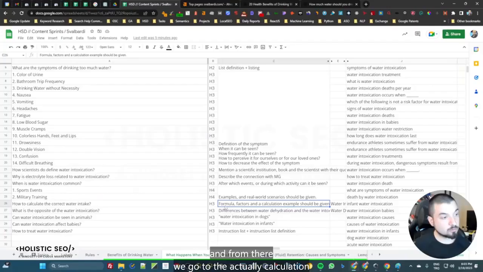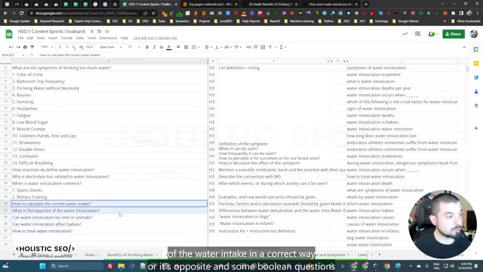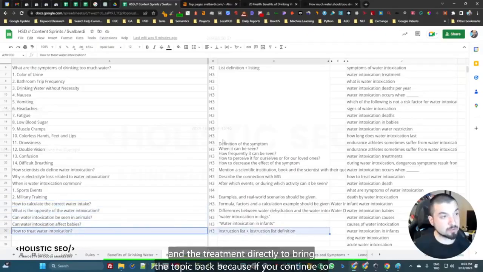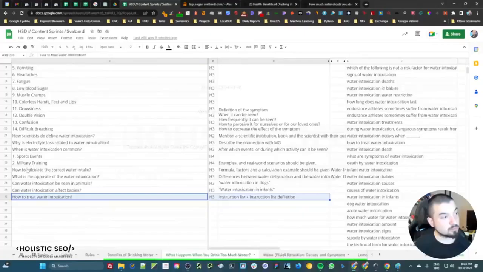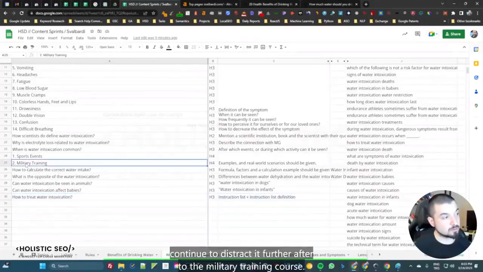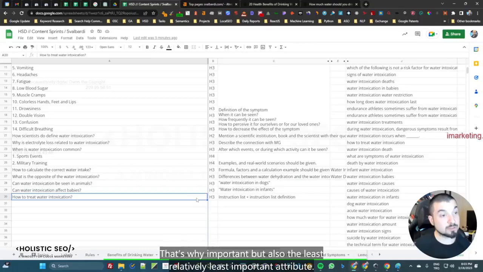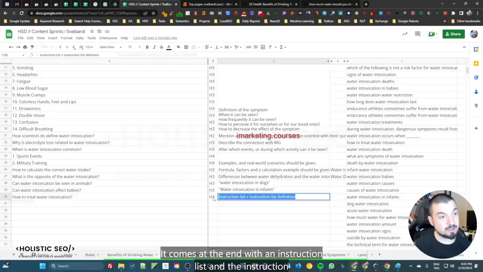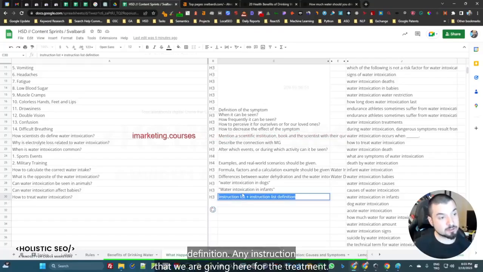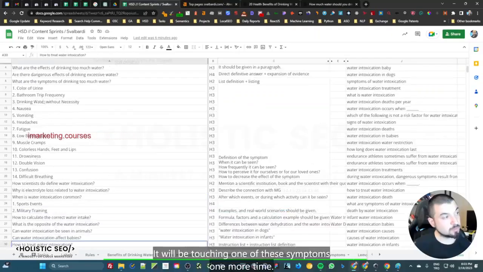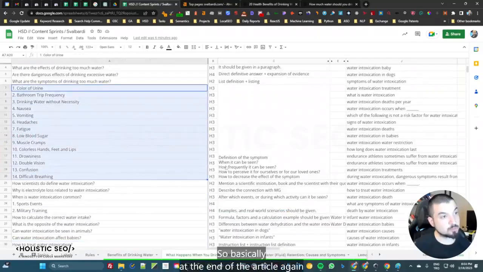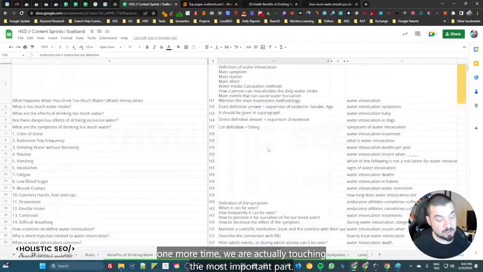And from there, we go to the actual calculation of the water intake in a correct way or its opposite, and some Boolean questions and the treatment directed to bring the topic back. Because if you continue to distract it further after the military training or some other things, if you continue to talk about something else, the subsection will be too irrelevant. That's why the important, but also relatively least important attribute comes at the end with an instruction list and the instruction definition. Any instruction that we are giving here for the treatment will be touching one of these symptoms one more time. So basically at the end of the article, again, one more time, we are actually touching the most important part.